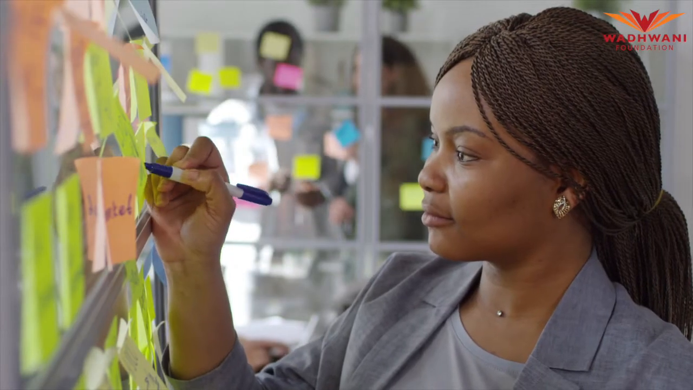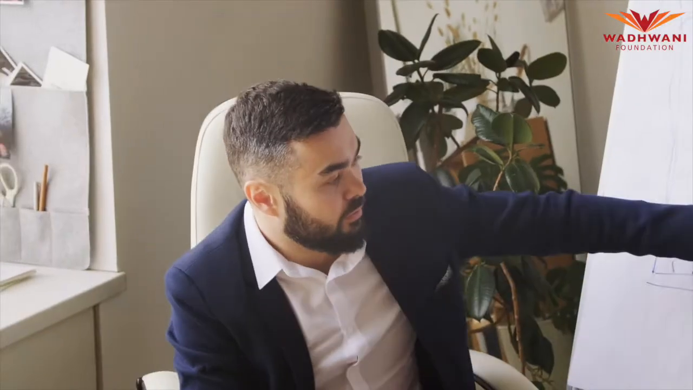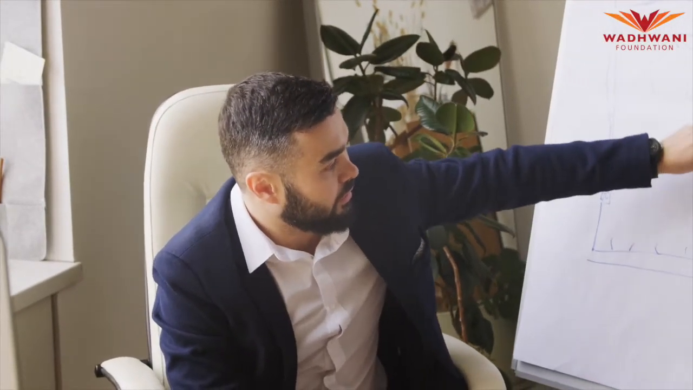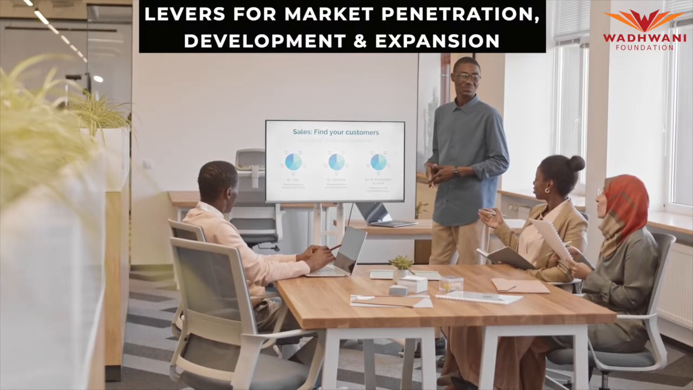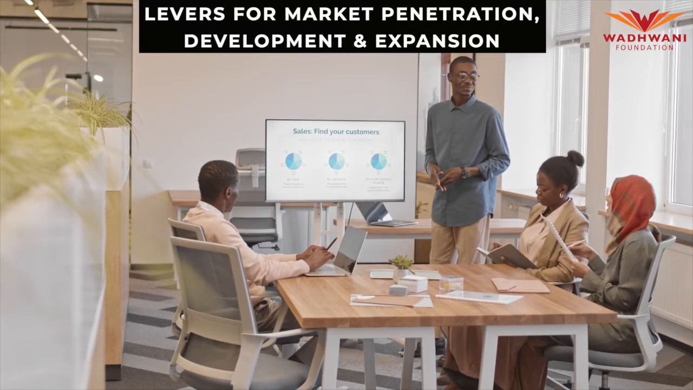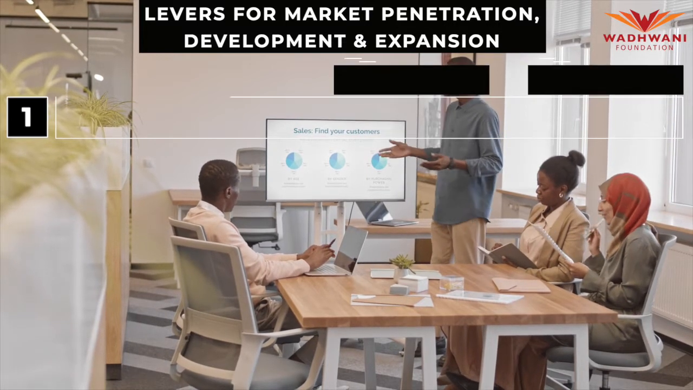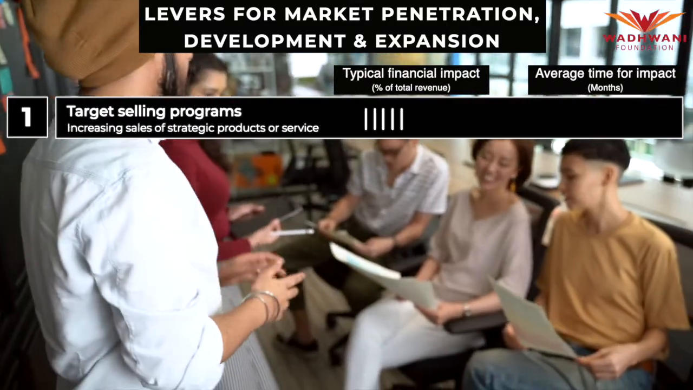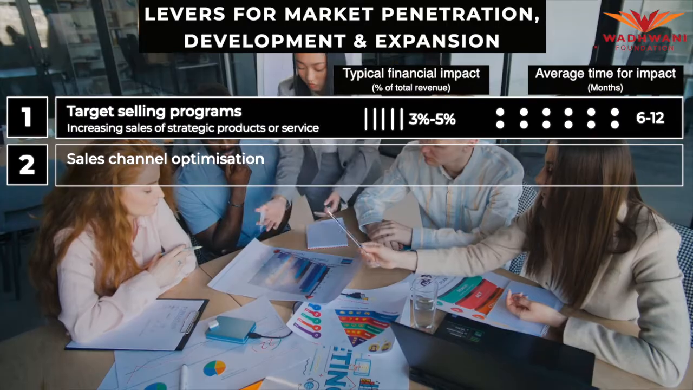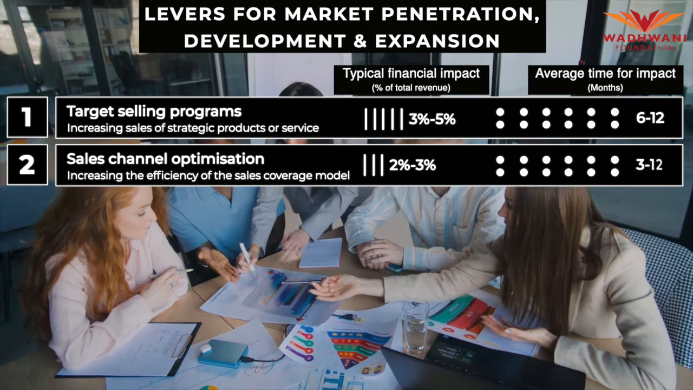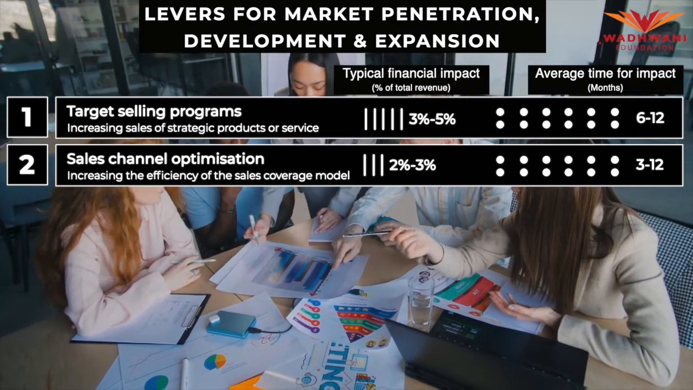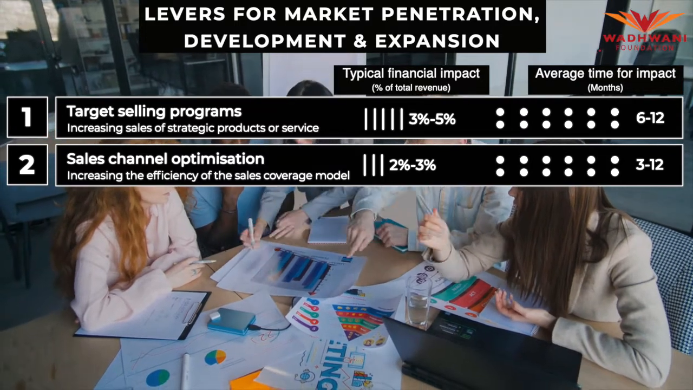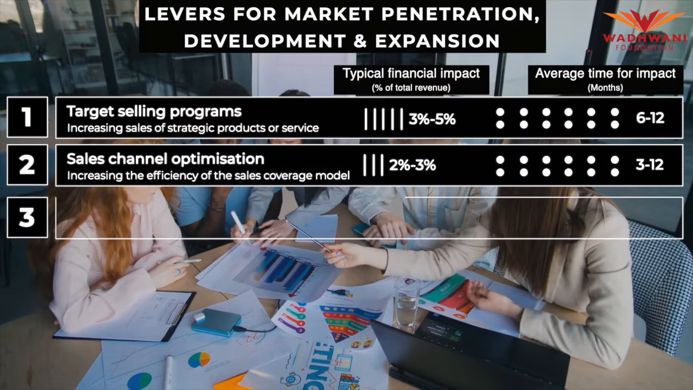There are levers that you can use once you decide that, okay, I need to do penetration, market development and market expansion. Then what is it that you have to do on the ground? There are 6 broad activities. Number 1 is a targeted selling program. You need to do sales channel optimization. If you have too many distributors, you need to reduce the number of distributors, or if you have too few distributors, then you need to increase your distribution presence, right?